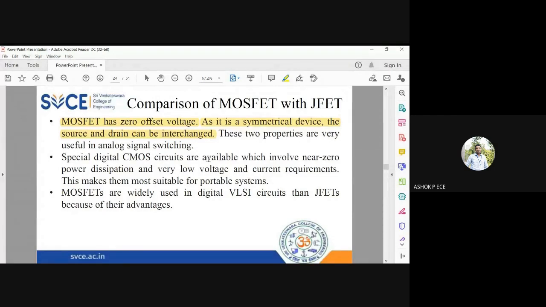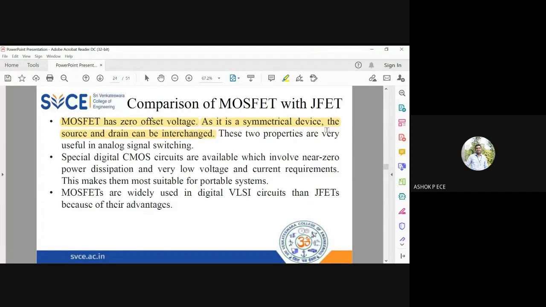Similarly, when you don't apply any voltage, output voltage should be zero. But because of all these minority carriers and other effects, the output voltage will be very, very small, in the order of microvolts. That has to be zero, but it will be practically existing for all devices. For MOSFET, they say it has zero offset voltage. So if you give zero input, output is strictly zero. If you give some finite input, output is a finite voltage. So MOSFET is a device having zero offset voltage.